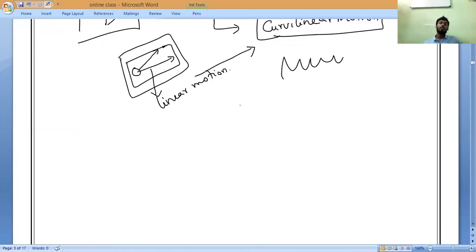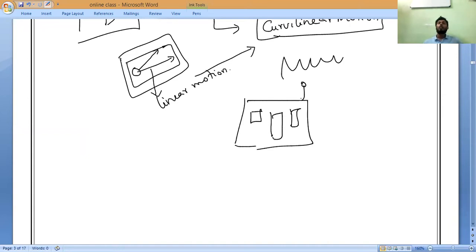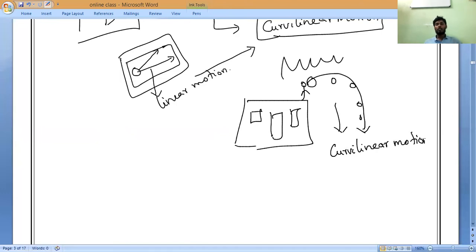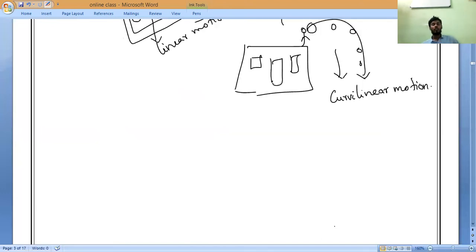Now, let us imagine Reddy is standing in his house on the terrace. Now Reddy throws the ball like this, and the ball is falling like this. Kailash has thrown like this, Reddy is throwing like this. Then in this case, what is this called? The ball is falling like this. Curvilinear. So in this case, we call it curvilinear motion. Clear, everybody?